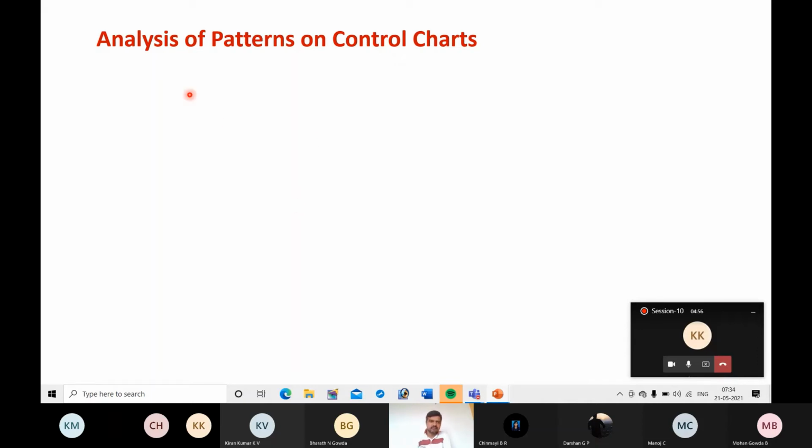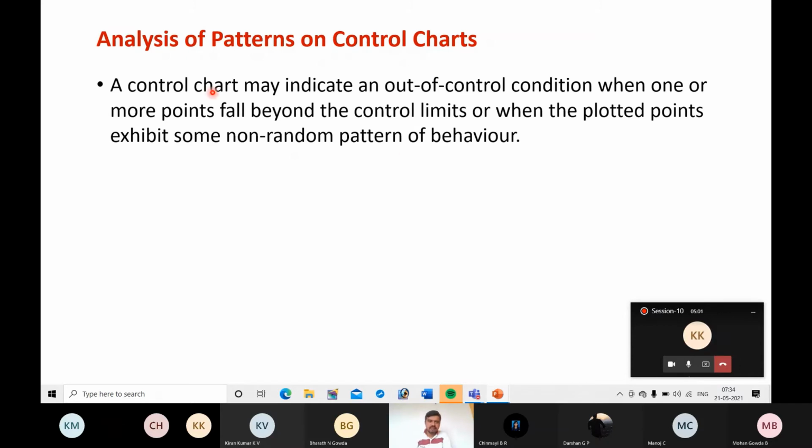In today's session, analysis of patterns on control charts. A control chart may indicate an out of control condition when one or more points fall beyond the control limits, or even when the plotted points exhibit some non-random pattern of behavior. It is easy to identify points which are out of the control limits.